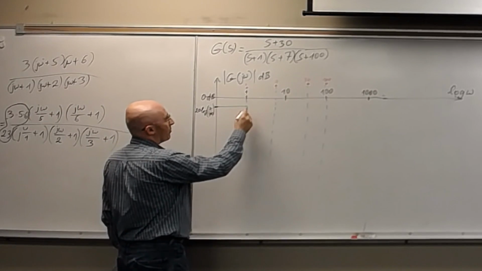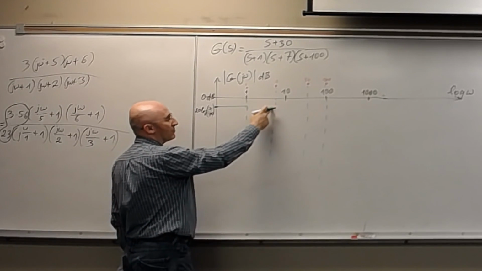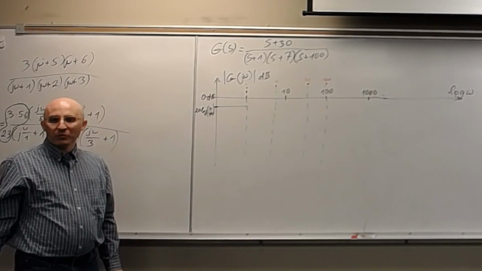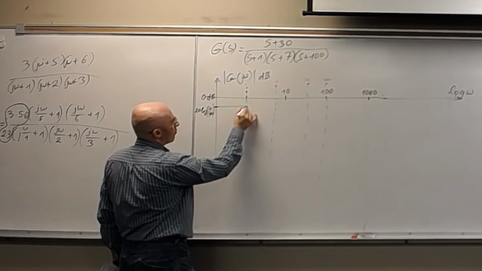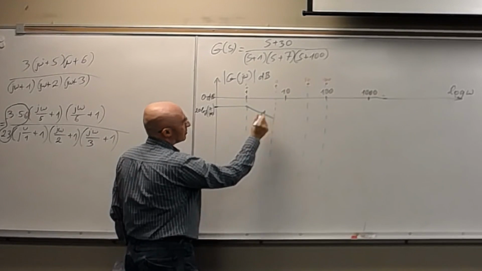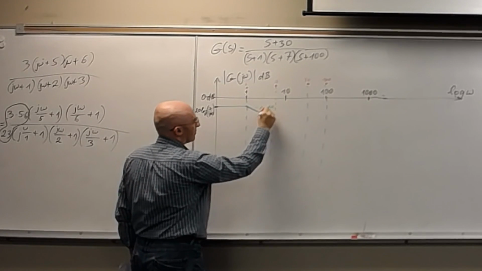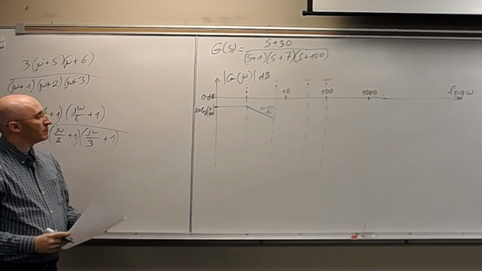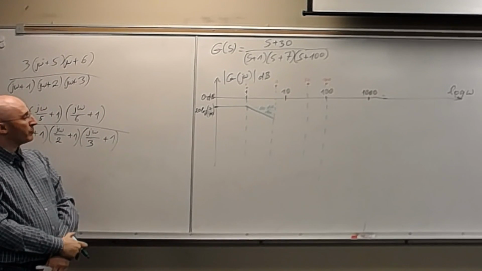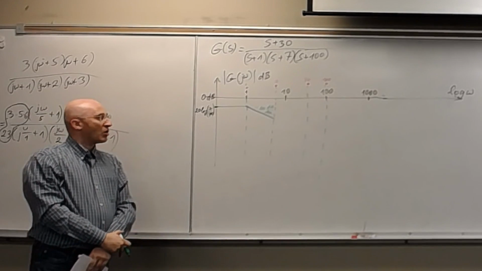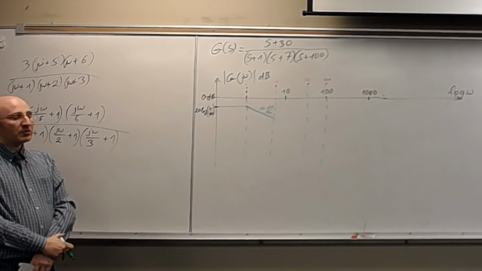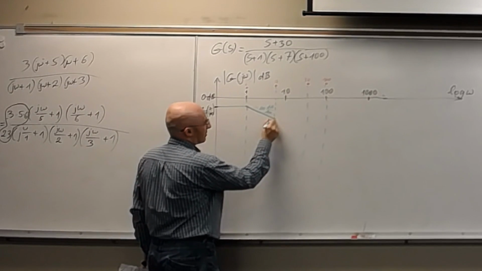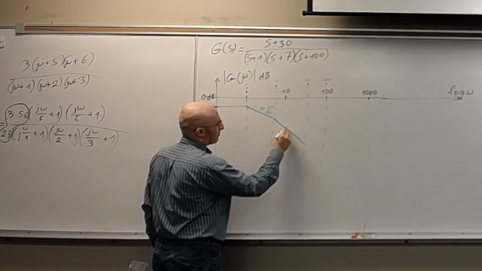So, first of all, between 1 and 7, it will be the same slope, right? It will not change. So it will go down with minus 20 dB per decade. And at 7 it will change. How will it change? It'll go down to minus 40. So now it becomes minus 40. So it starts to be minus 40.